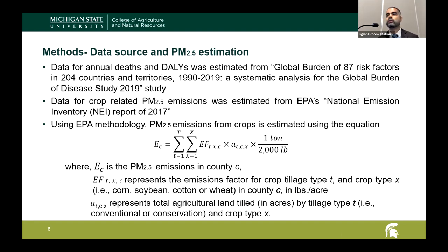I'm not going to go into the detail of how emissions were calculated. Basically, we had an emissions factor for each tilling type, for each crop, for each county, and that was multiplied by the total agricultural land tilled for each tilling type, for each crop in each county. And there was a conversion factor, and those were summed across to get the emissions from all crops for all tilling types.